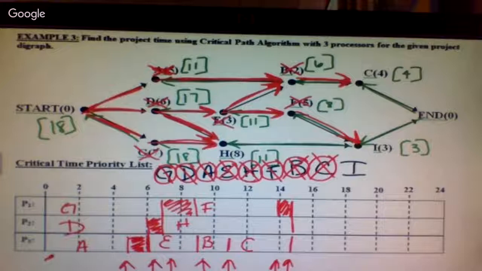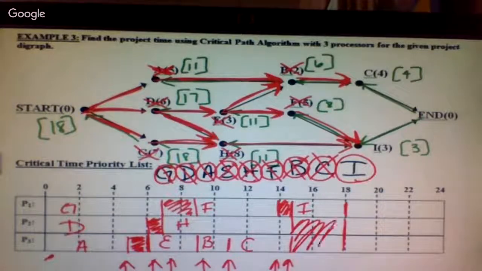At 15, H is done, and that leads to I. I is now ready. I've got 3 processors open and 1 task to do. You want to give them to 1. Okay, so I goes here. We had 15. That takes me to 18, which means these other 2 idle until I is finished. We have a finishing time of 18. It is super confusing when you start adding in all this idle time here, there, and everywhere.